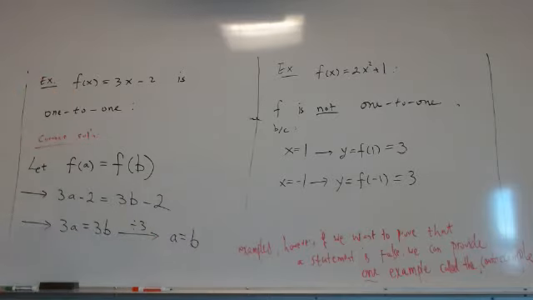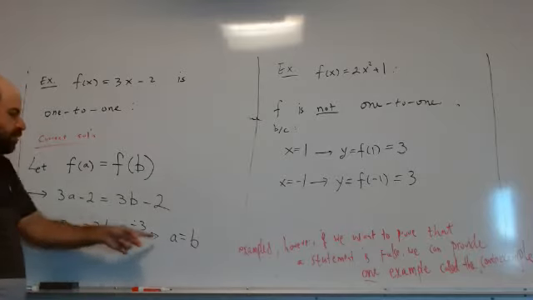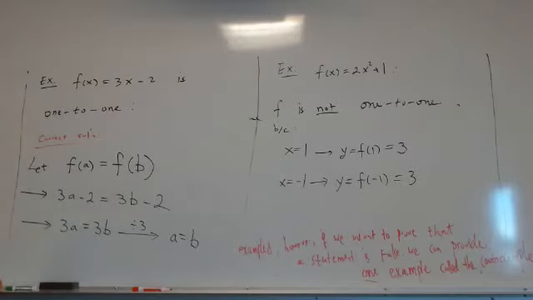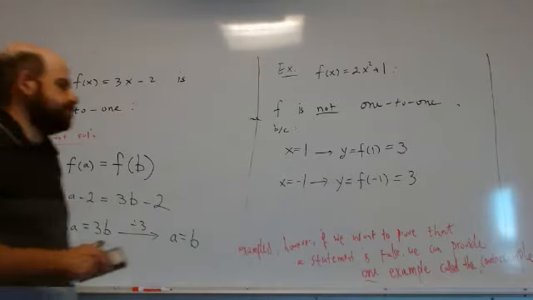You see, the proof is in general. We started from f of a equals f of b, and then after some calculation, we proved that a is equal to b. So this means that the function is 1-to-1.